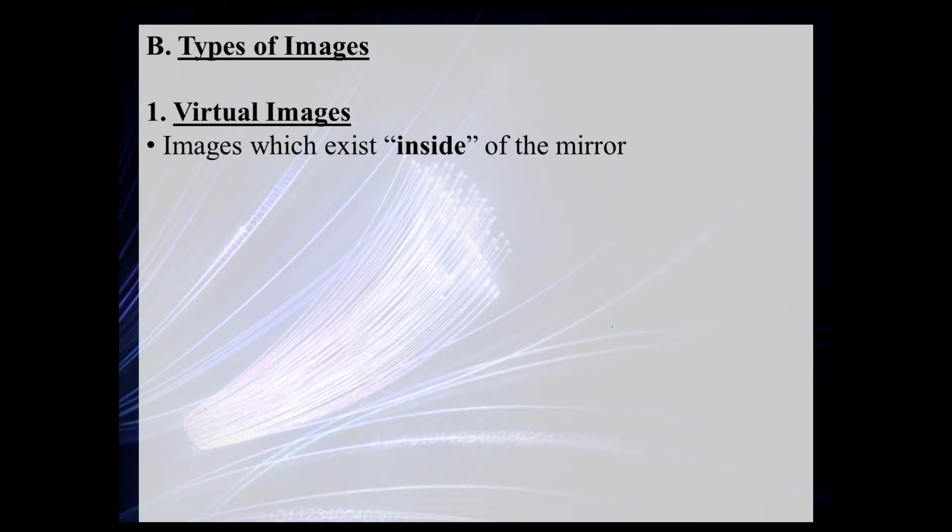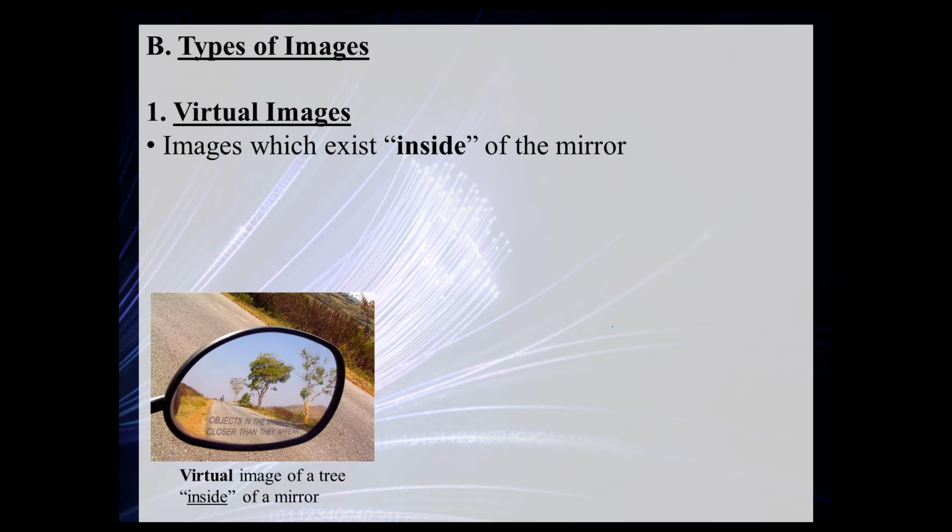Before we go any further in talking about the different types of mirrors, we need to distinguish between different types of images. There's real images and there are virtual images. A virtual image is an image which appears to exist inside of the mirror. Let me use an example of this.